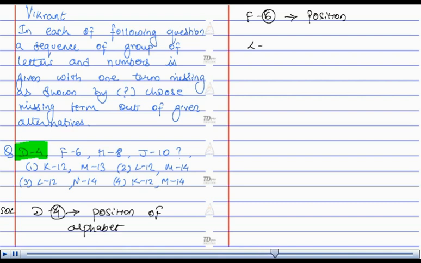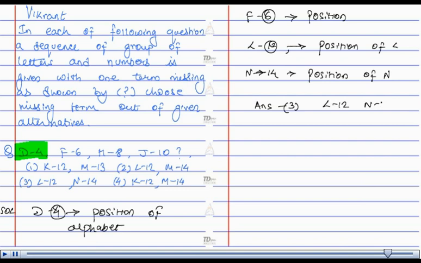12 is again the position of L in the alphabet series. Then we have M, which we have left, and then we will have N, 14, which will again be the position. So the answer will be the third option, that is L12 and 14.